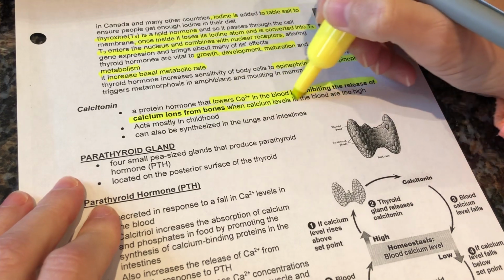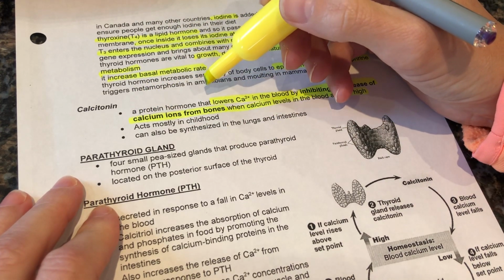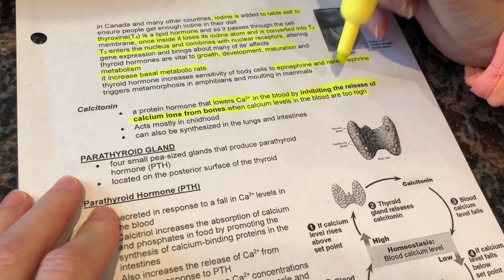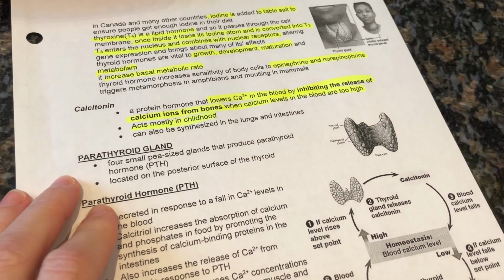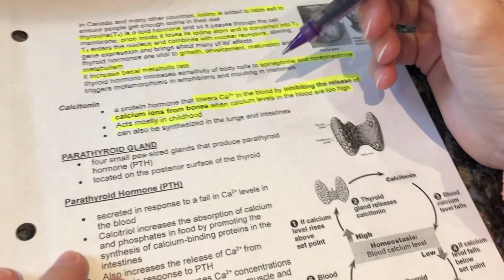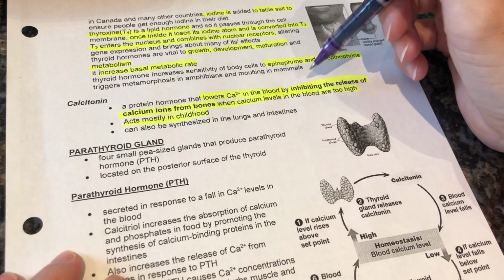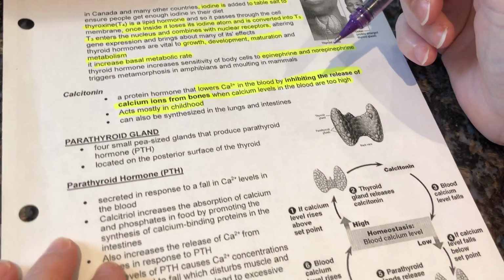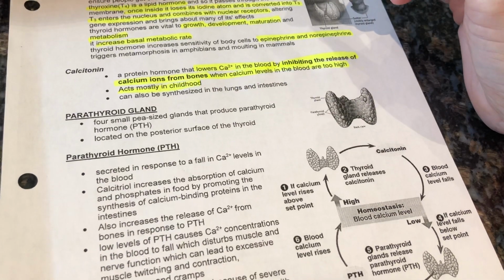So when calcium levels in the blood are too high, what happens is that calcitonin stores them in the bones. This acts mostly in childhood. So that's an important point. In other words, at your age right now, and I know you're not thinking of yourself as children, you are still storing a lot of calcium in your bones because of calcitonin, all right? And it can be synthesized in the lungs and intestines. We're not going to worry too much about that.